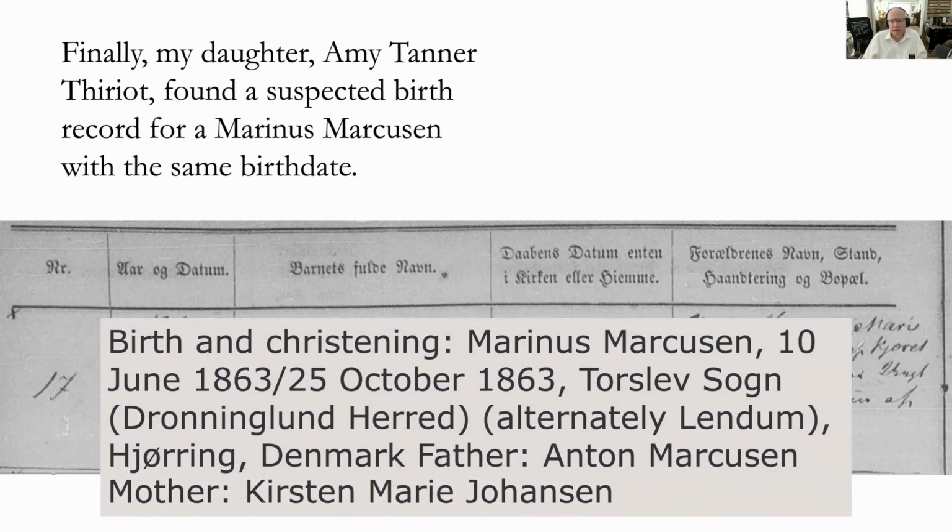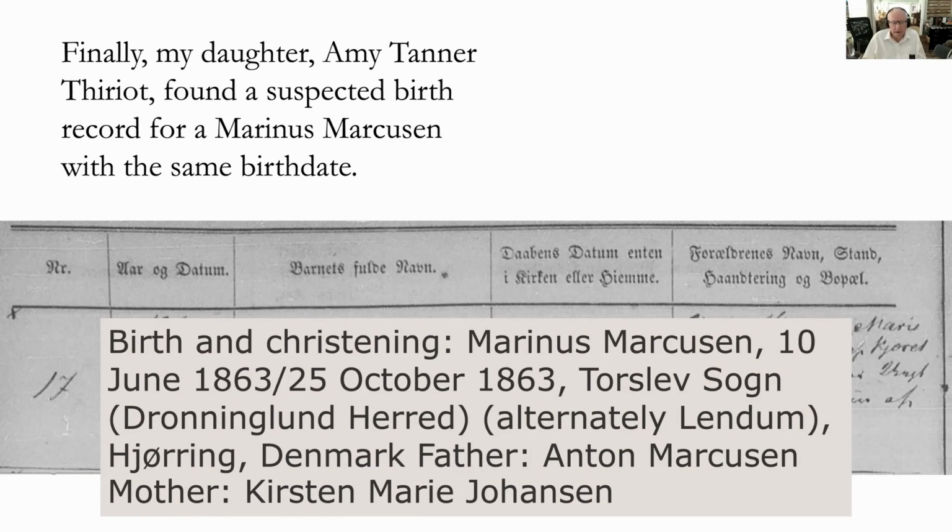Now, how did she find this? Very simply, she looked in the parish register for Torslev, Dronning in Denmark, and looked at every single name, looking for every Marinus born in that database. That helped. For example, MyHeritage happens to have the entire census and the entire parish register indexed, so you could do a search, see how many Marinuses there were, and see how many of them had the same birth date. There was one.